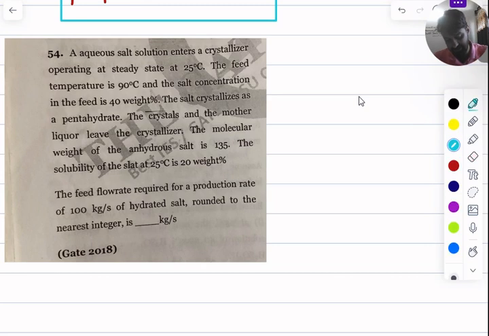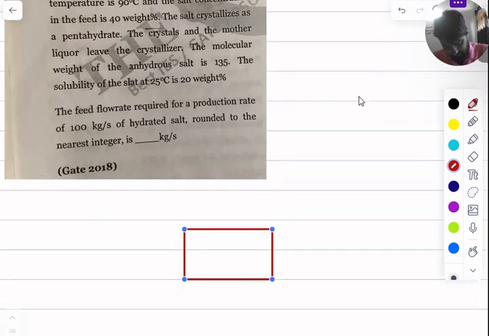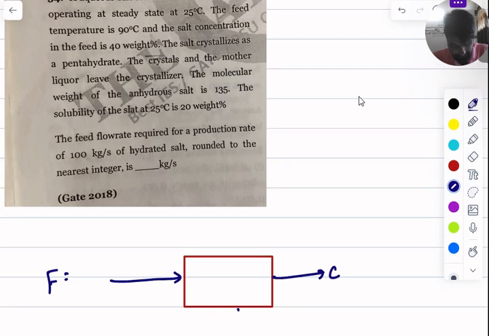Just try to understand. This question is very, very important. This question has been asked in GATE 2020. So let's say we have a crystallizer. The feed will be entering here. The feed flow rate is not given to you, and there will be crystal formation, hydrated crystal. This is the mother liquid, and definitely there will be water vapor. They are saying the salt concentration in feed is 40%, right? So XF is 0.40.